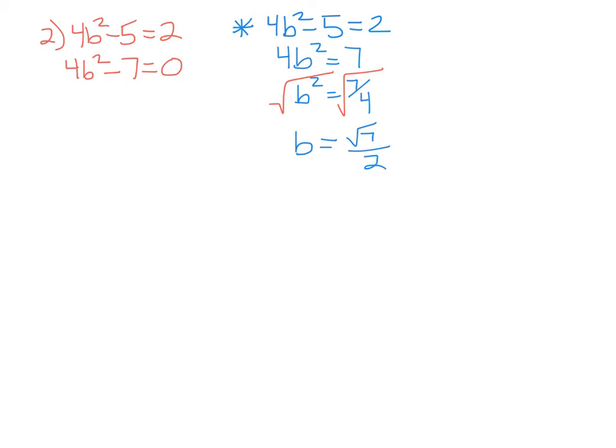Oh, wait. It's not square root of 7 over 2. It's actually that b could equal plus or minus, right? So this could be plus or minus. Let's write that a little neater. So b could actually equal positive or negative the square root of 7 over 2. So you get two solutions.